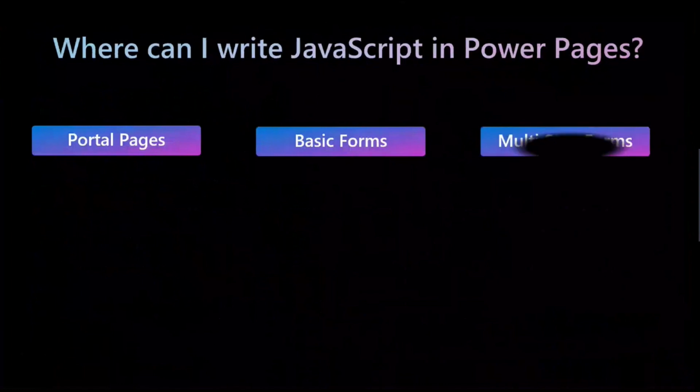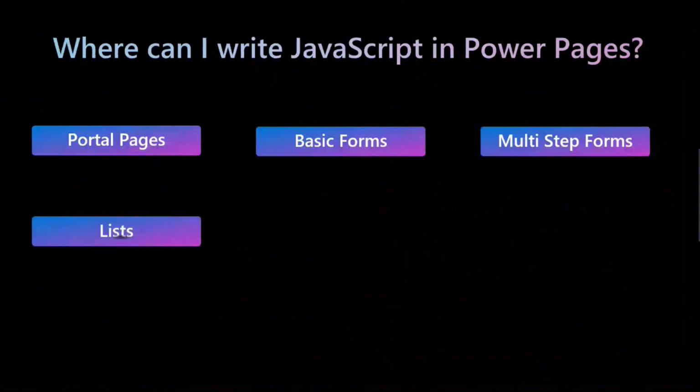The third component is the multi-step form. Same like the basic form, we have the multi-step form where we also have the option to write the script. Then the list, to display the data that we have in Dataverse. It also has the capability that we can write the script there as well.